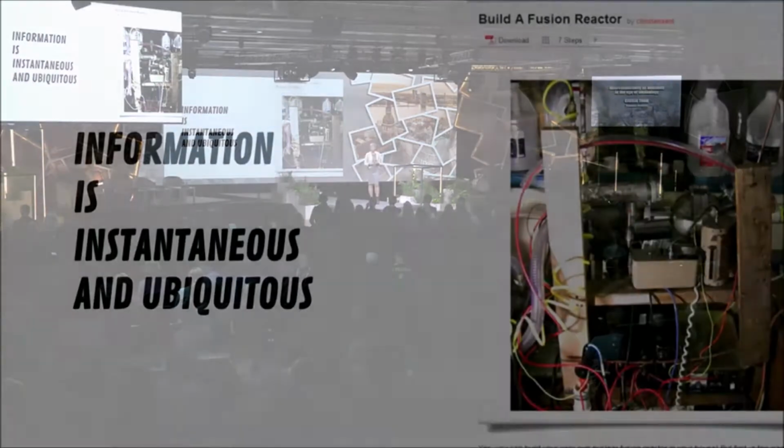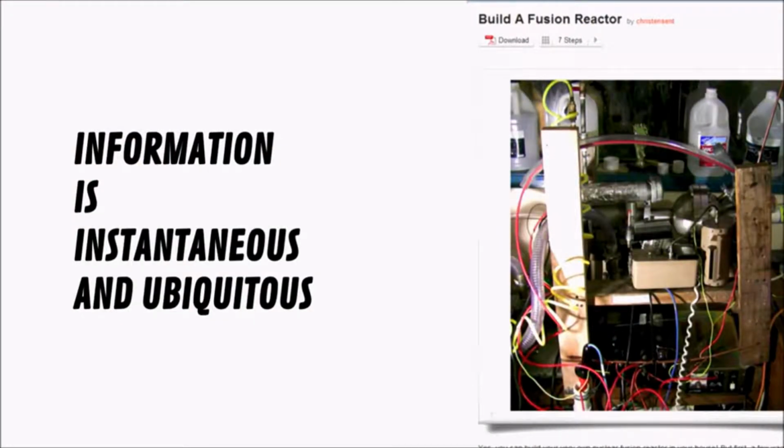For example, in information, we know that it is instantaneous and ubiquitous, right? So I Googled how to build a fusion reactor. I don't even know what a fusion reactor is, but it doesn't matter. Apparently, you can use your kitchen supplies and build a fusion reactor at your own home. I should put a disclaimer in the bottom that says, do not try this at home, but do try this at home.